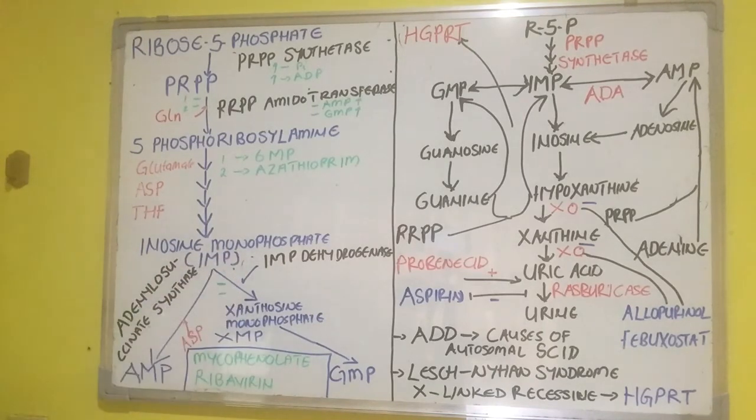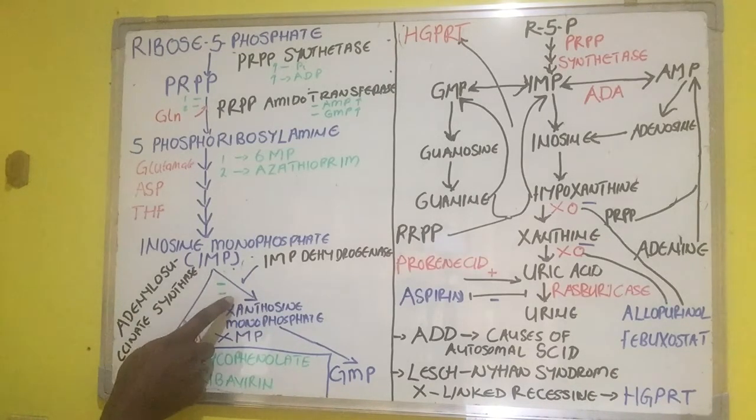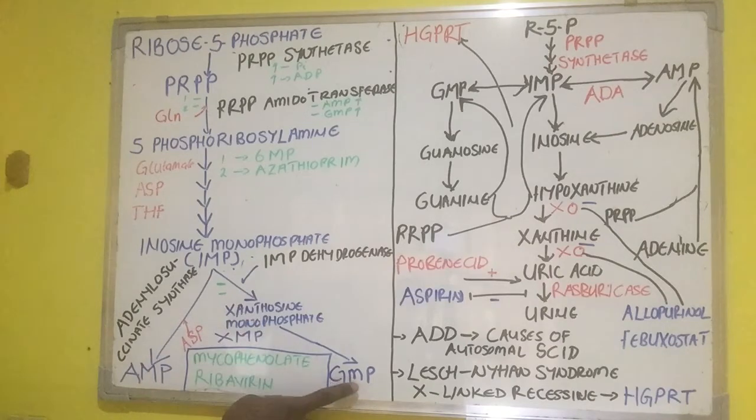From inosine monophosphate, IMP is converted to adenosine monophosphate through the enzyme adenylosuccinate synthase. IMP can also be converted to GMP, but in between IMP and GMP we find xanthosine monophosphate. So IMP is converted to xanthosine monophosphate, then xanthosine monophosphate is converted to GMP.